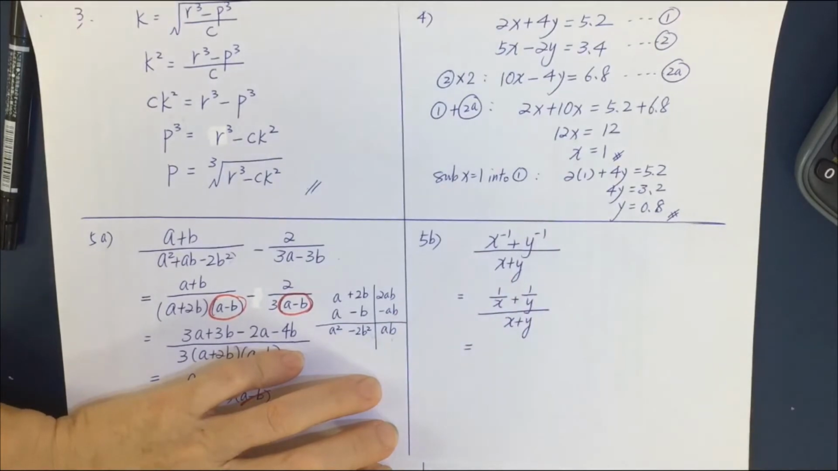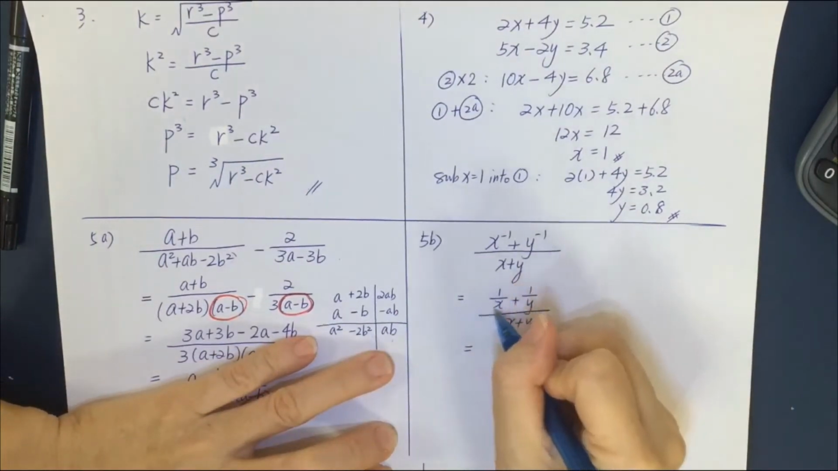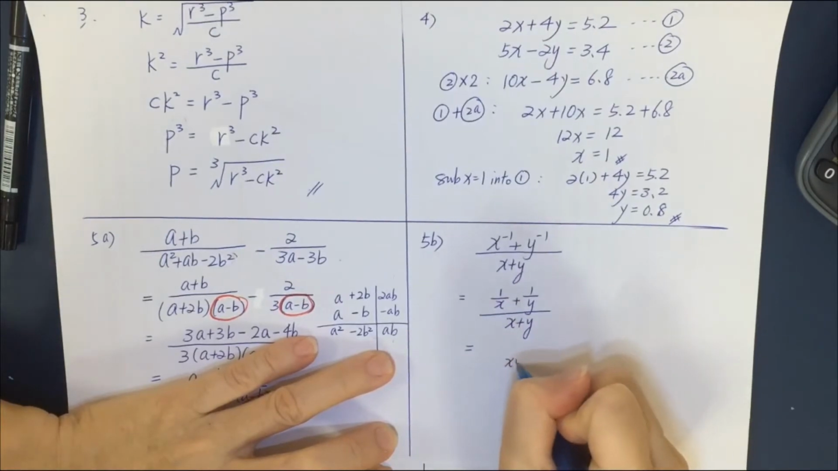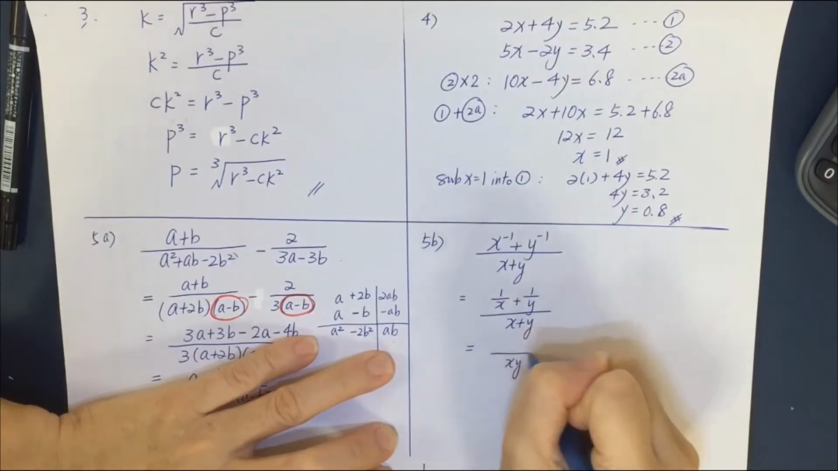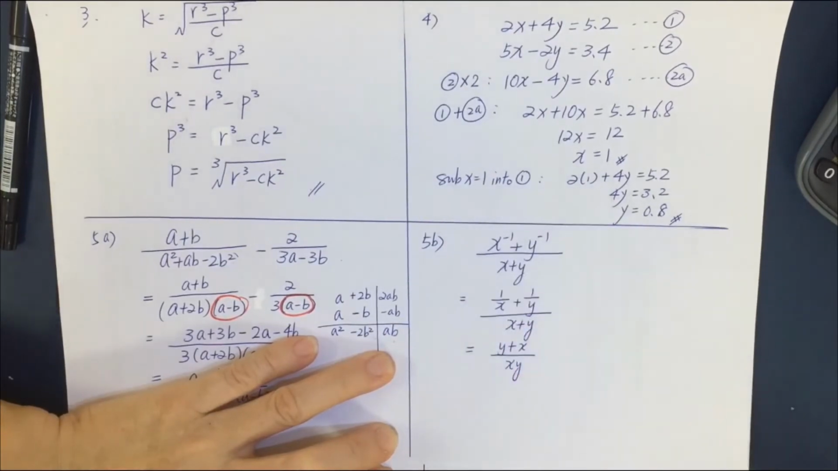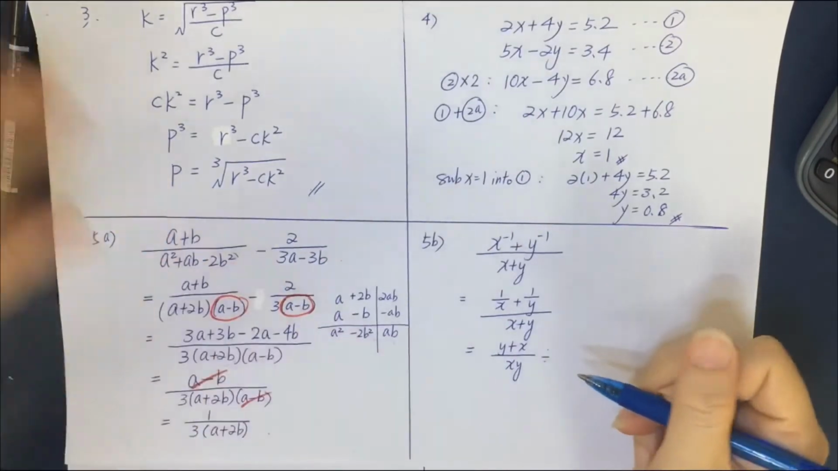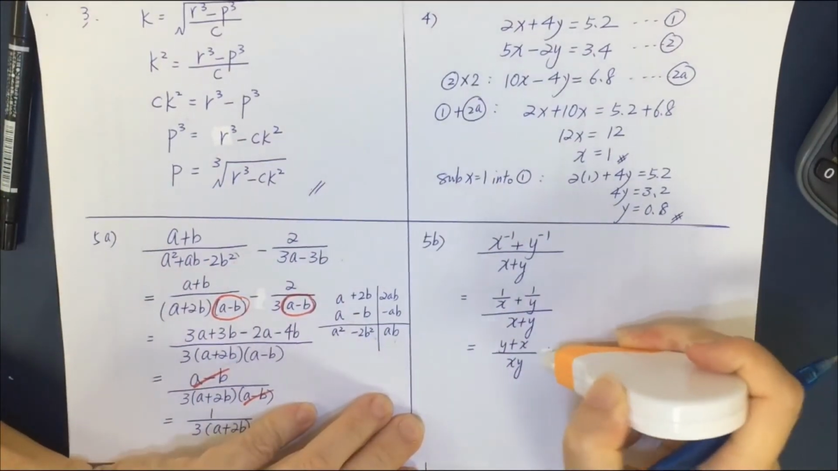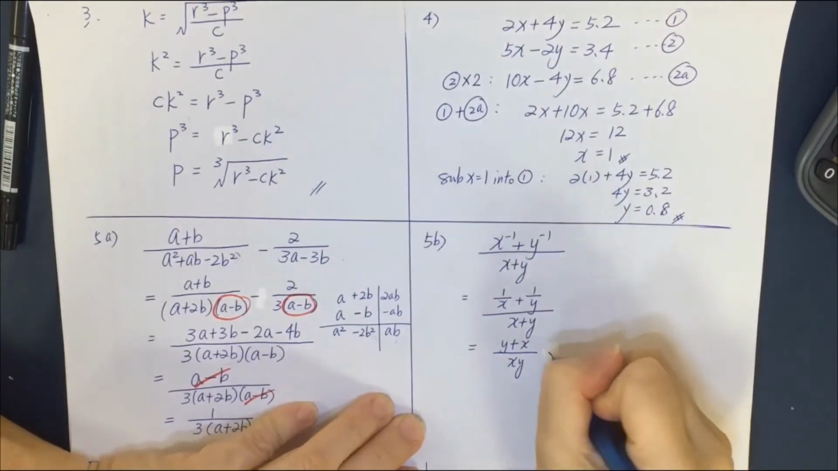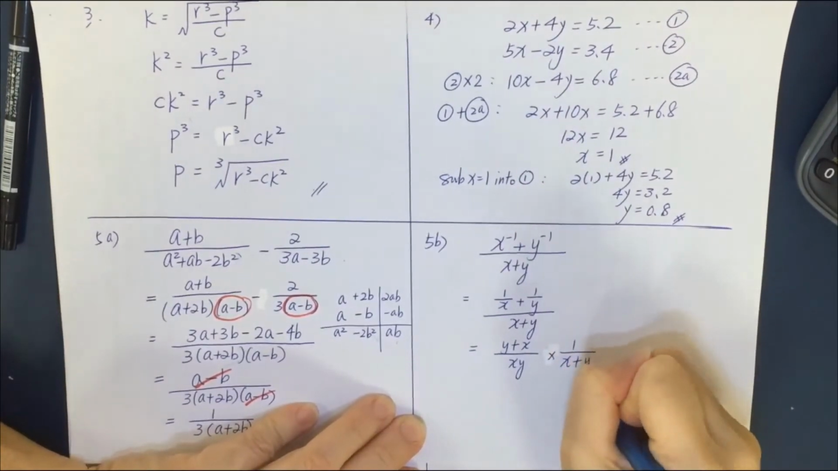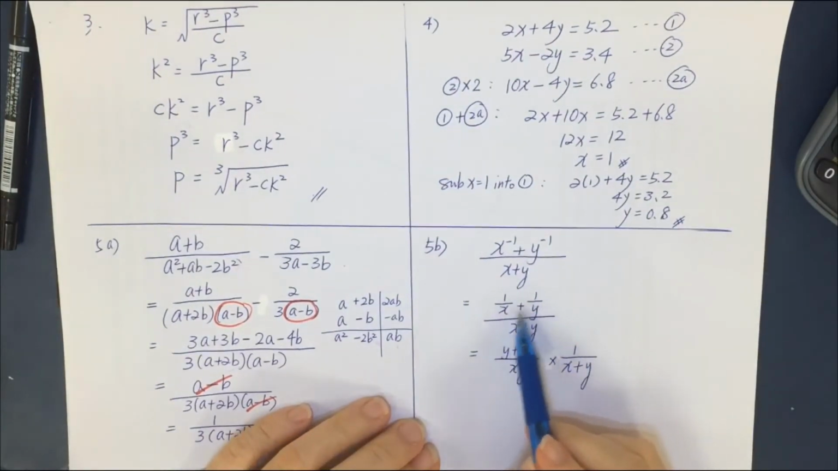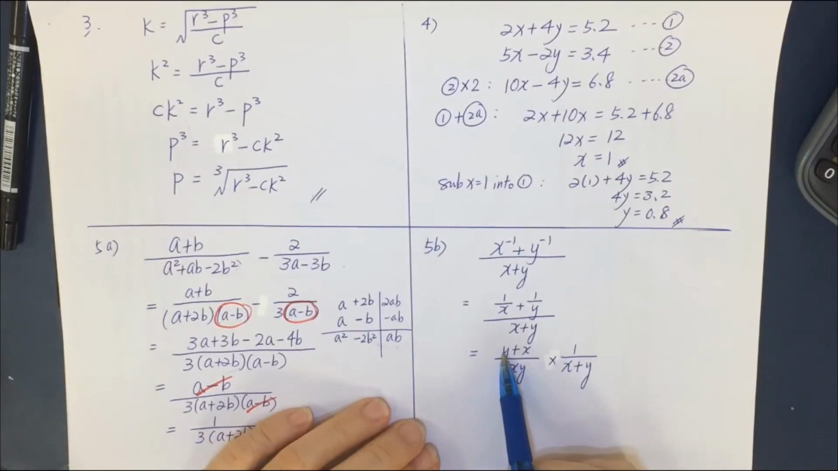Now I need to handle them. So how do I handle this? For the numerator, I find the common denominator, which is x times y. So I'll have y plus x, then divide by x plus y. So can I say I'm multiplying it with 1 over x plus y? See, these two added together have common denominator xy. So I multiply y to the 1 upon x, and then I multiply x to the 1 upon y. So I have this one.